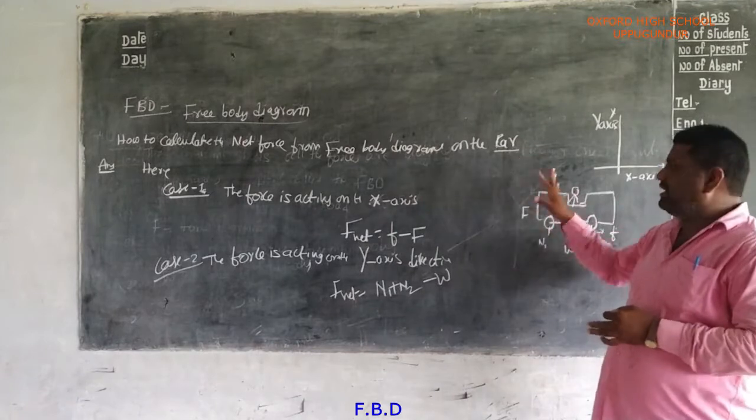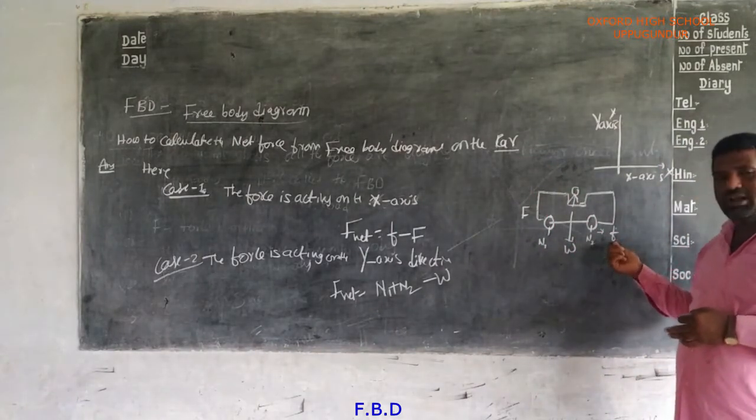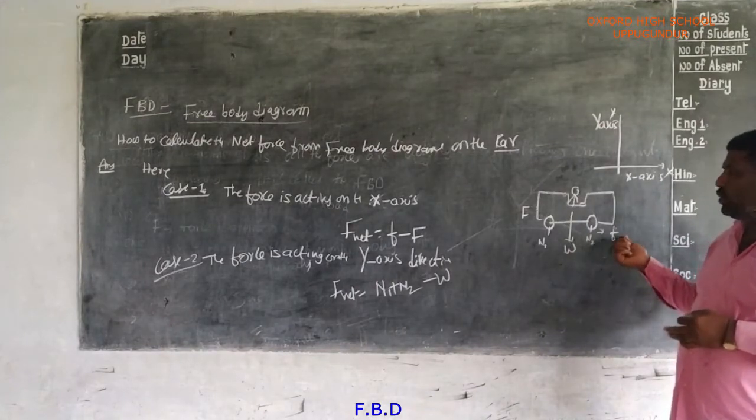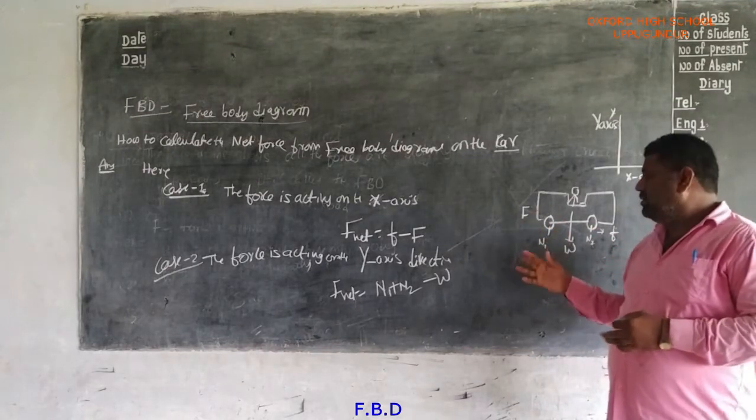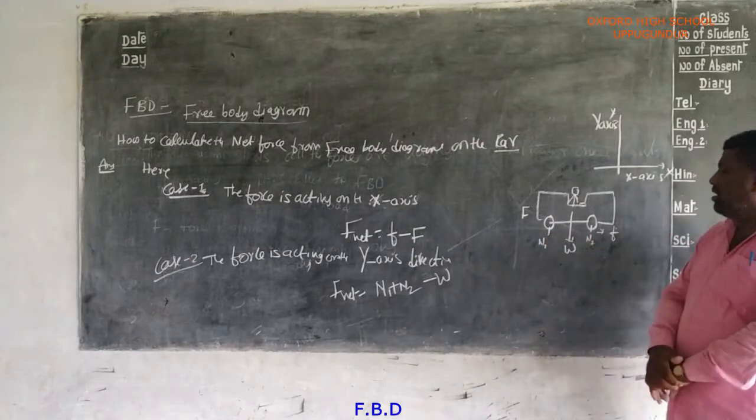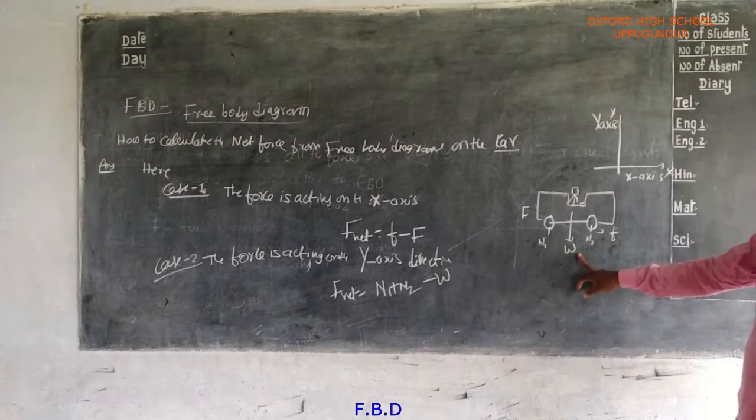on the car. Now we will draw the car picture. Here, small f means friction on the road. Capital F is equal to the force applied by the engine. N1 and N2 are the normal forces of the body, and W is equal to the net weight of the body.